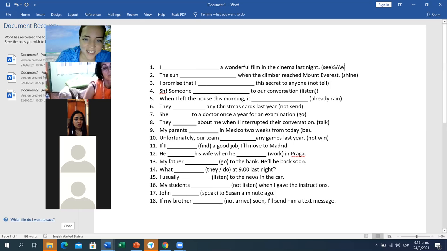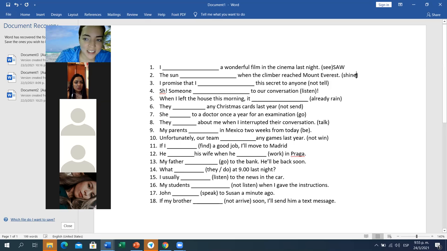Shines. Okay, shine. Okay. Shine with S is shine. Okay, now I'm just going to explain something. It says, in esta ocasión, el past progressive, creo que no lo expliqué. It could be two actions simultaneously. Simultáneamente. What does this mean?